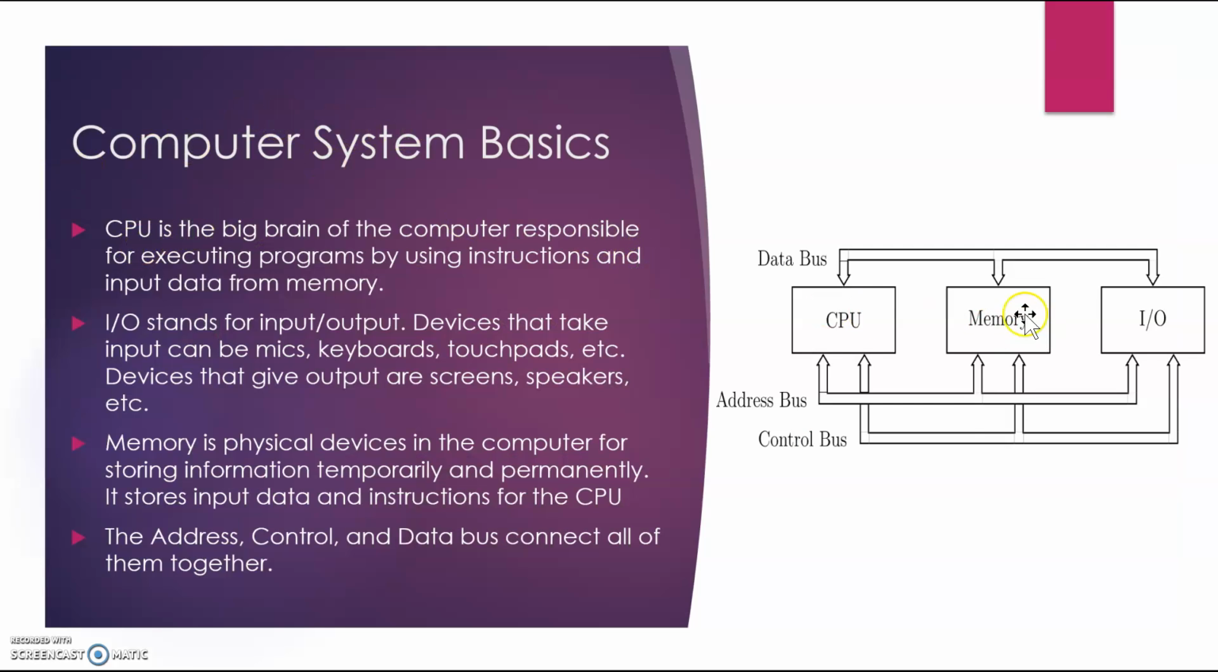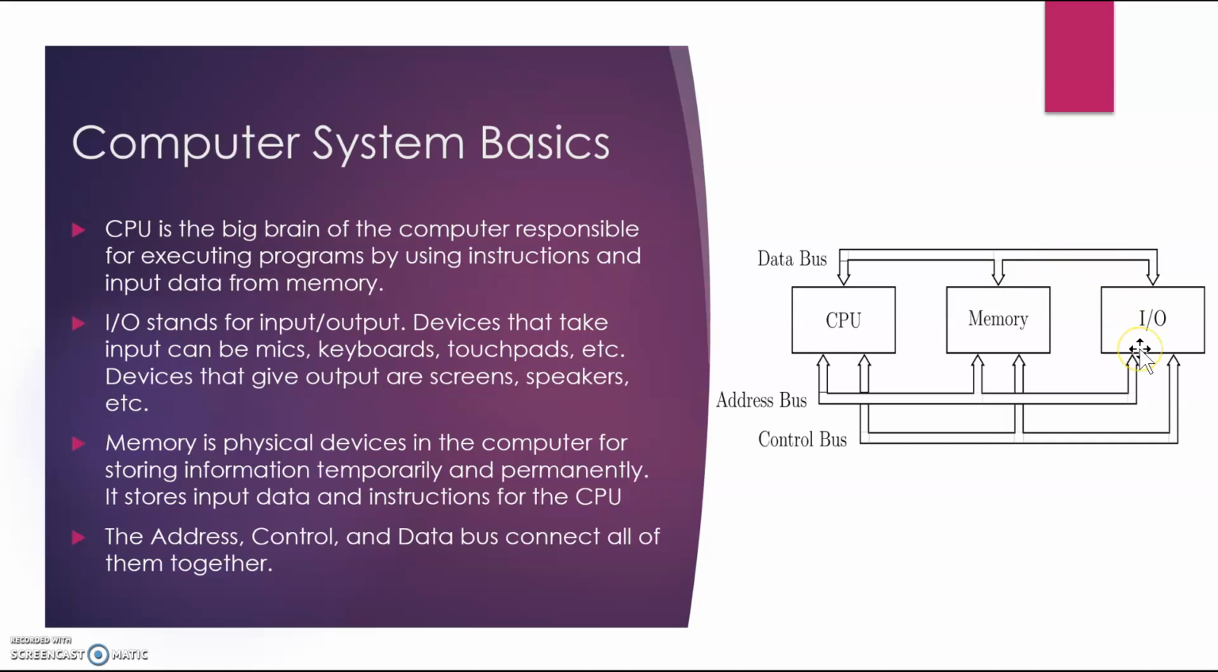Here on the right side, there's a diagram of the three main components of a computer: the central processing unit, which is the big brain of the computer responsible for executing the programs by using instructions and input data from memory. Here we have memory, which is physical devices in the computer for storing information temporarily and permanently. It stores input data and instructions for the CPU.